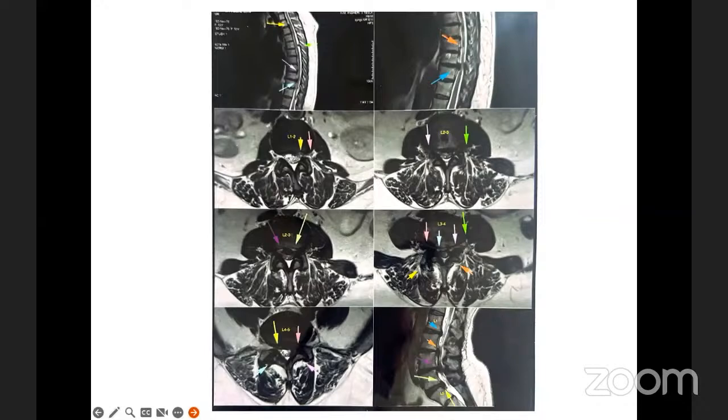At the same time, the more important part is the dorsal spine also that we are seeing. So there is a compression in the dorsal spine also. The cord is showing myelomalacic spots. So there is a significant compression here. Can we have the next one? Yeah.